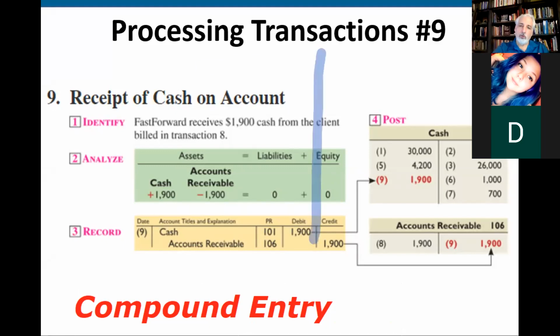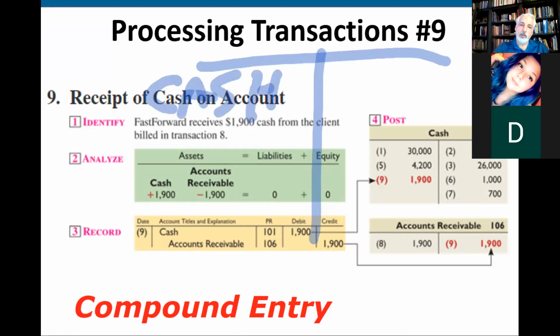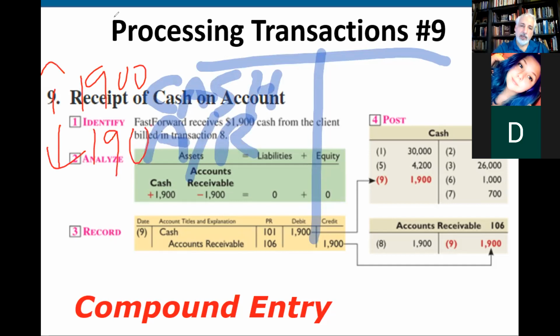So I have 2 accounts that are going to get hit. I've got cash and I've got accounts receivable. Somebody's paying their bill. We previously billed 1,900 bucks. It was rental revenue and consulting revenue, 1,600 and 300. We sent a bill for $1,900, so we're sitting on $1,900 in accounts receivable. My cash goes up 1,900 bucks. My accounts receivable goes down 1,900 bucks.